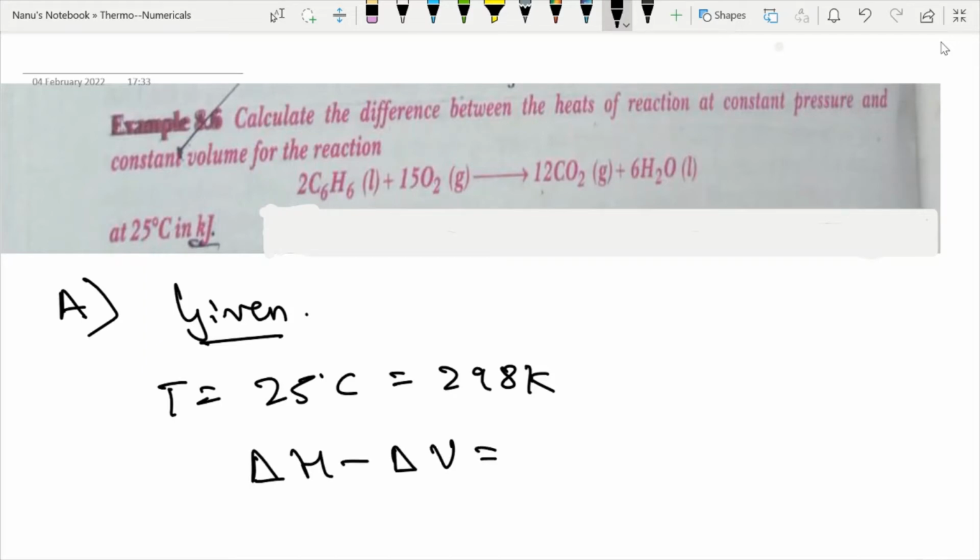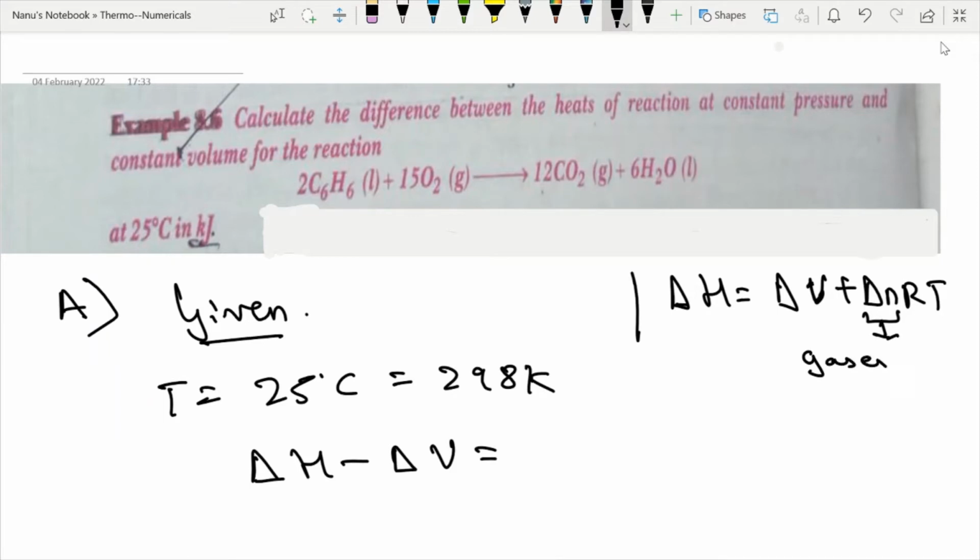Del U. We have already studied this in the last class. If you are not getting the formula, please look at my last video, where we said del H is equal to del U plus del n RT. Do you remember that I said del n will be only for gases, right? I told you in the last video. So del H minus del U equals del n RT, right? So we need to find this difference, and del n RT is what we need to find.